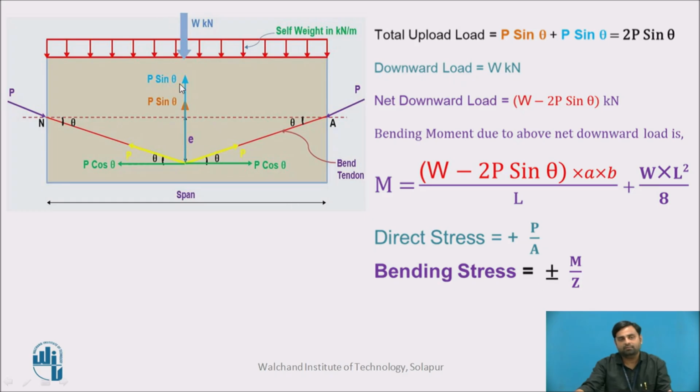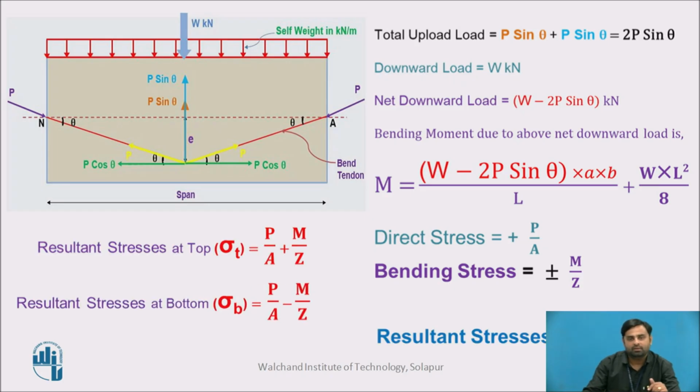axis. Means if the net load is coming downward, then the profile of the beam will be the sagging profile, and the fibers above the neutral axis are subjected to compression, fibers below the neutral axis are subjected to tension. So that is why at the top we are considering the positive sign and at the bottom we are considering the negative sign.